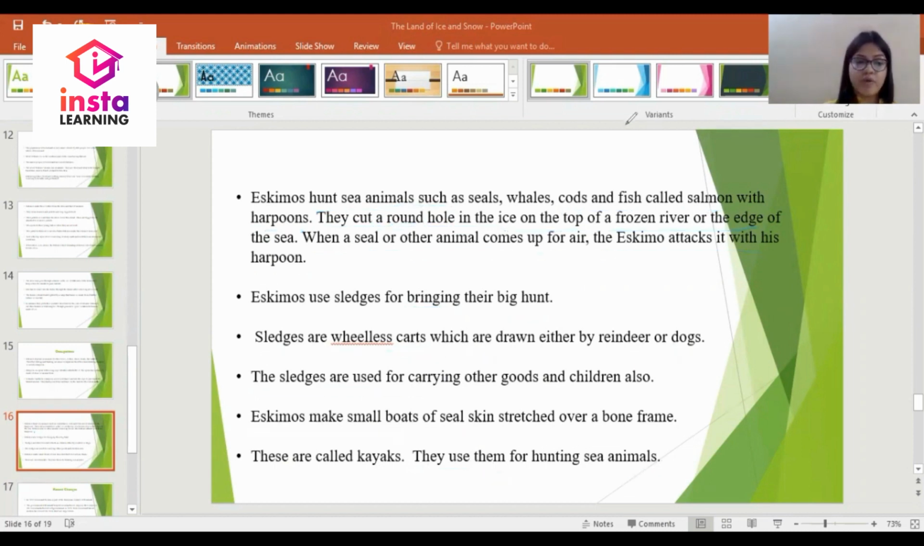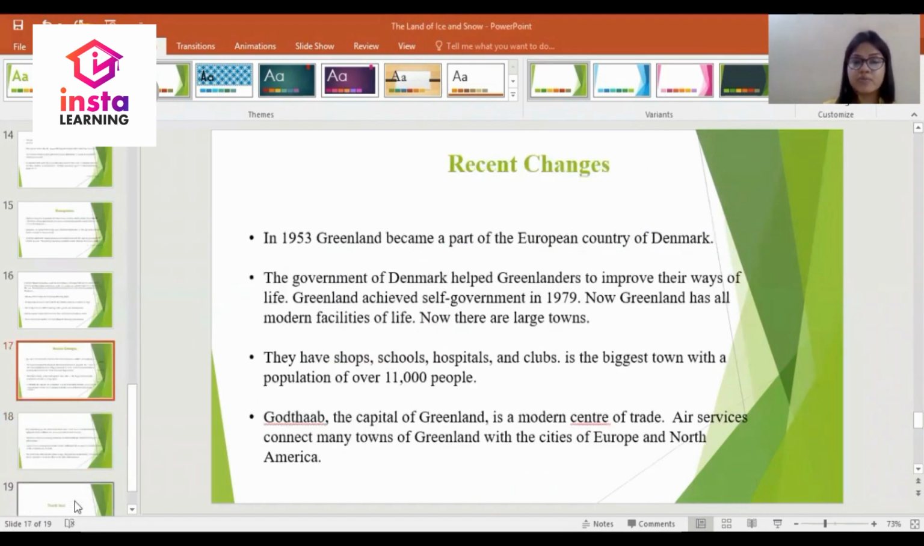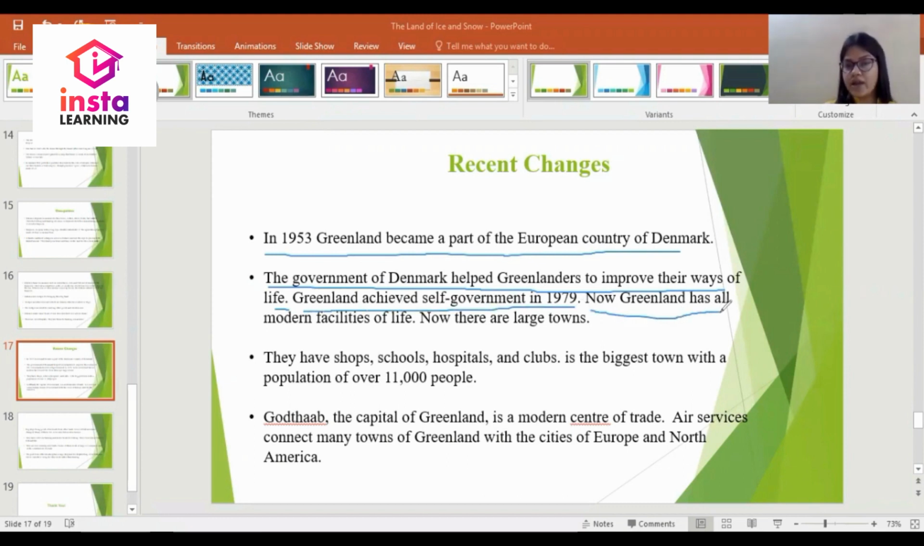Dear student, this is very important which you should know. So let's move ahead to know more about recent changes. In 1953, Greenland became a part of the European country of Denmark. The government of Denmark helped Greenlanders to improve their ways of life. The Danish government helped improve the life of Greenlanders. Greenland achieved self-government in 1979. Now Greenland has all modern facilities of life.